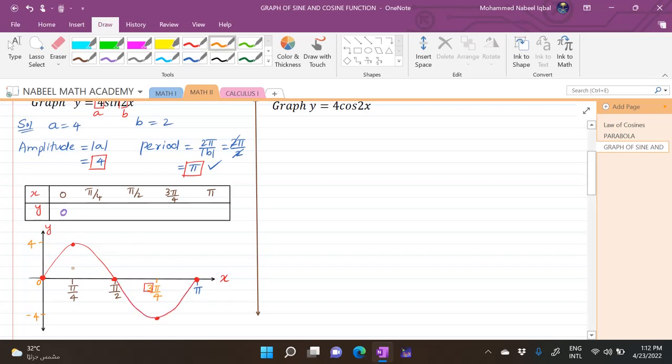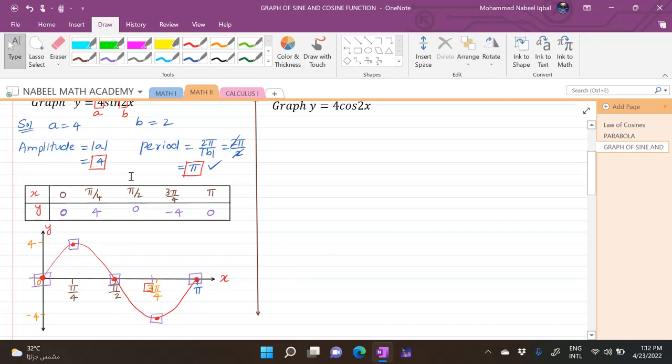Now from the graph, I can point out the values. What values do you have? This is 0. The next one, for pi over 4, the y value is 4. For pi over 2, the value is 0. For 3 pi over 4, the value is minus 4. Then it is 0. For all the problems, we will follow the same rule.